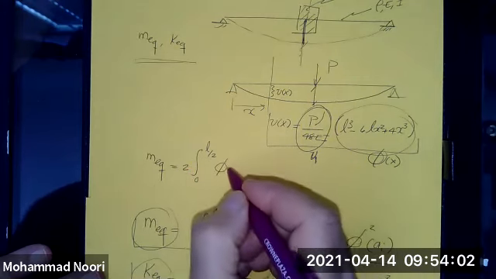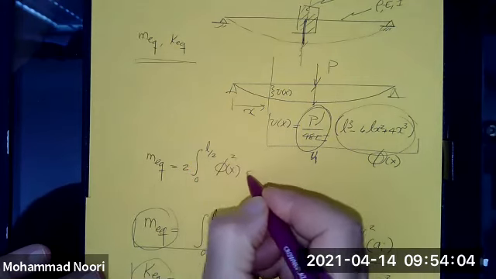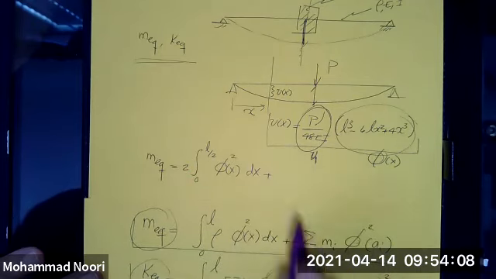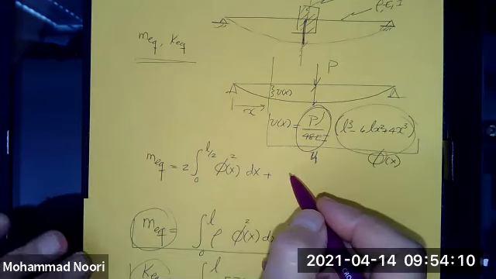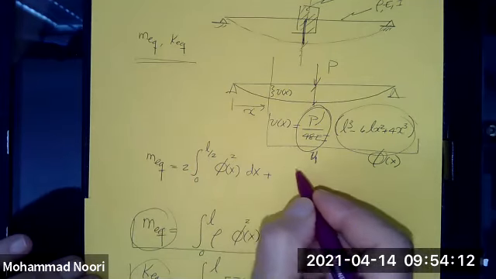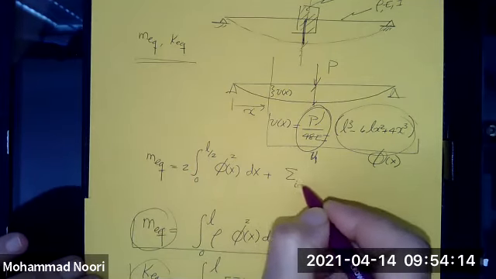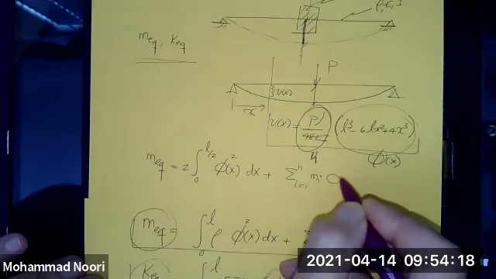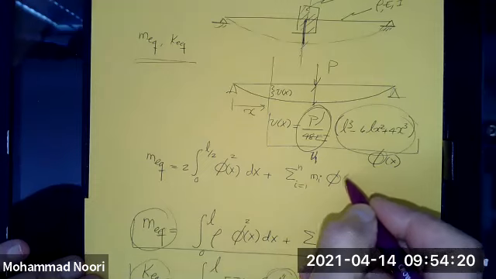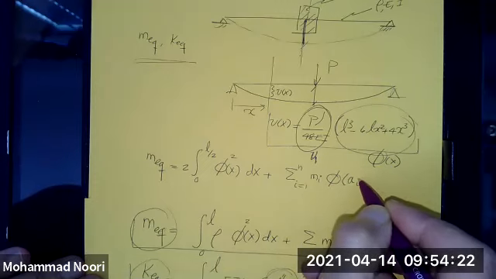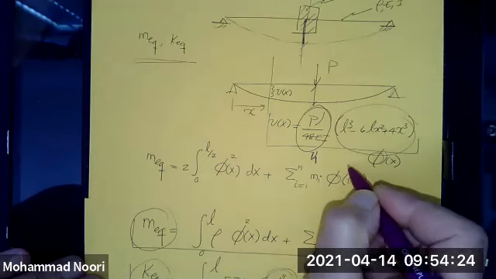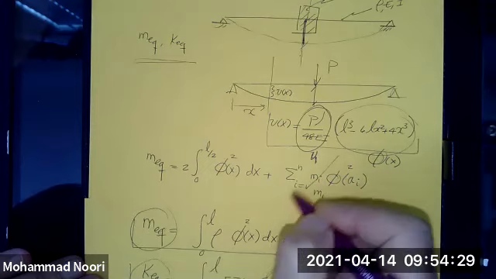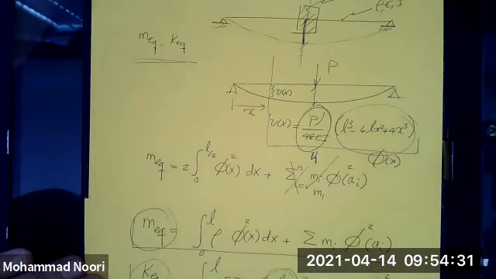Phi of x squared dx. Plus, I have only one mass here, so all I have, let me write that down, summation of i equal to 1 to n of mi, phi of x evaluated at the location of that. So obviously I have only one mass, so I don't have this summation term.